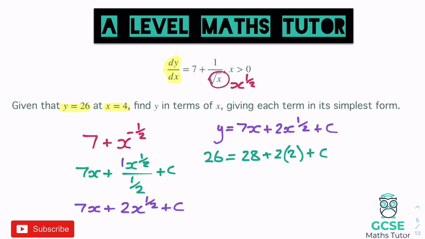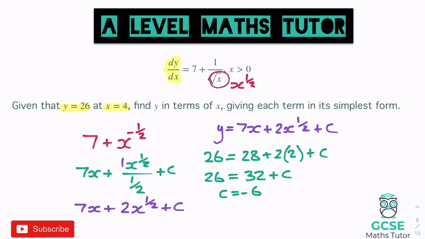If we go about simplifying this down, we'll find out what c is. We have 26 equals 28 plus 4, which is 32. So 32 plus c. So c has to be negative, to get us back to 26. So what do we add to 32 to get 26? That's going to be minus 6. So c equals negative 6. And you'll probably recognise some links between this and coordinate geometry.